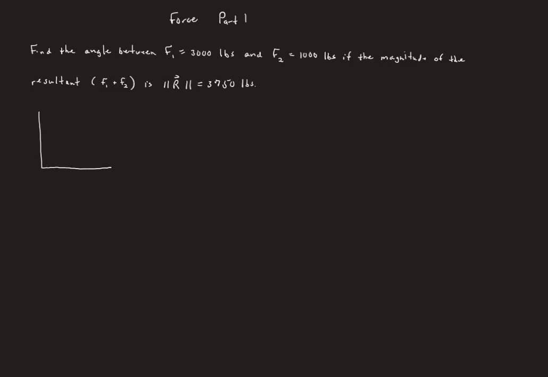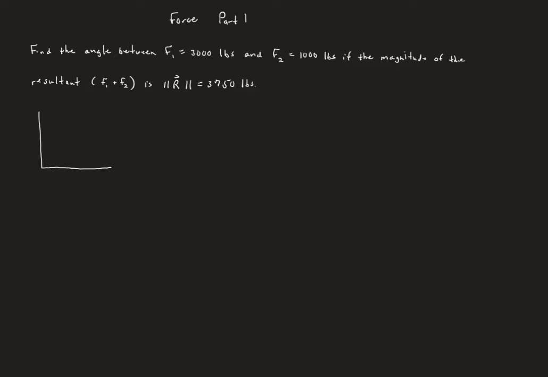In this video, we're going to talk about forces. The question is: let's find the angle between force 1, which is 3,000 pounds, and force 2, which is 1,000 pounds, if we know that the magnitude of the resultant, which is what we get when we add two vectors, is 3,750 pounds.